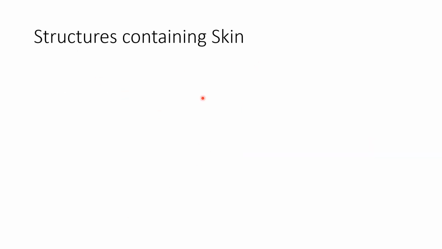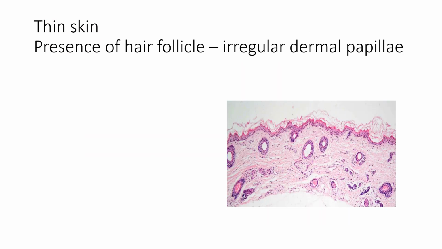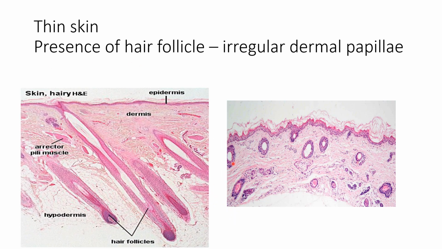If I see a structure containing skin, there are types of skin, either thick skin or thin skin. The thick skin has a thick epidermis, regular dermal papillae, and I cannot see any hair follicle or sebaceous gland. If I see such a section, it is thick skin. This is thin skin. From where do I know? Thin epidermis, and these are the hair follicles.